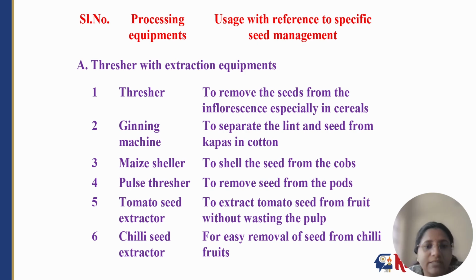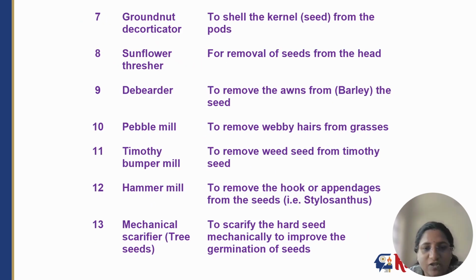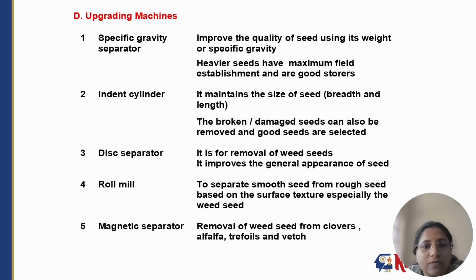These are the different types of equipment used for processing: thresher, ginning machines, maize sheller, pulse thresher, tomato seed extractor, chili seed extractor, groundnut decorticator, sunflower thresher, debearder, pebble mills, hammer mills which remove weed seeds, and especially mechanical scarifiers for tree seeds. Some upgrading machines are specific gravity separators, indented cylinder separator, disc separator, roll mill, and magnetic separator.